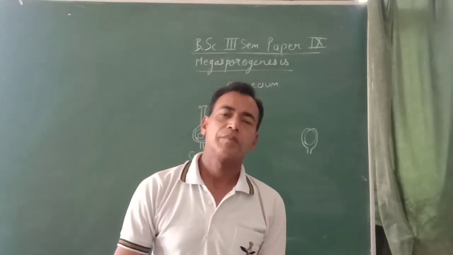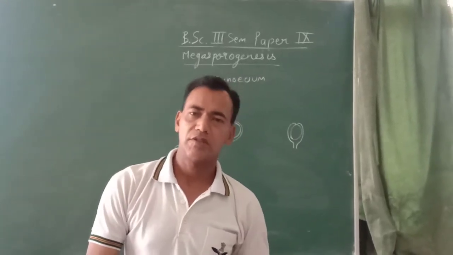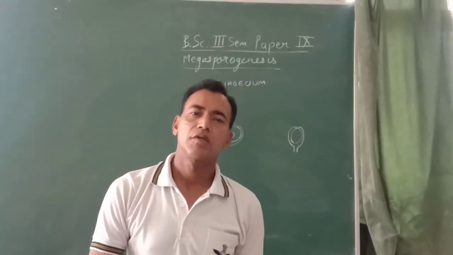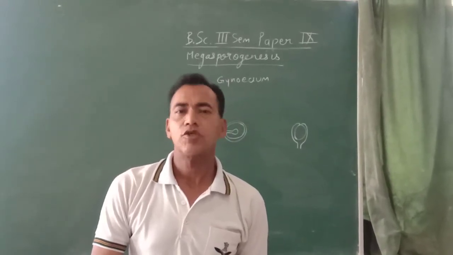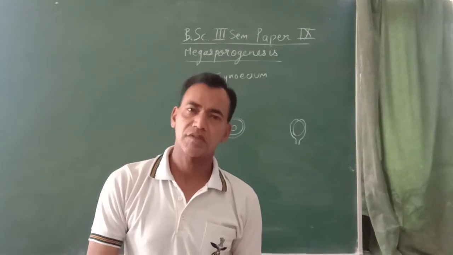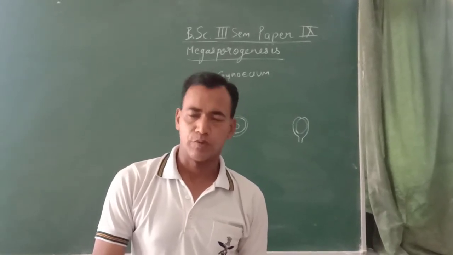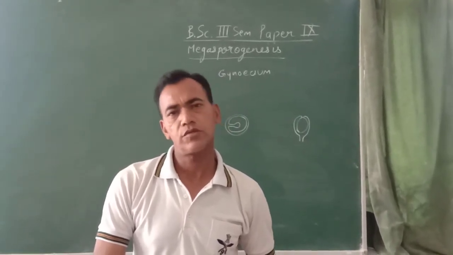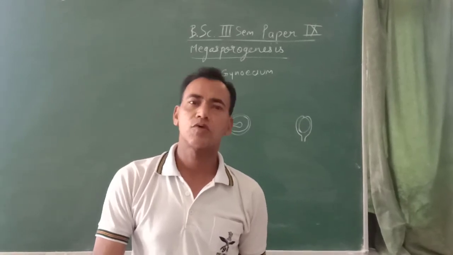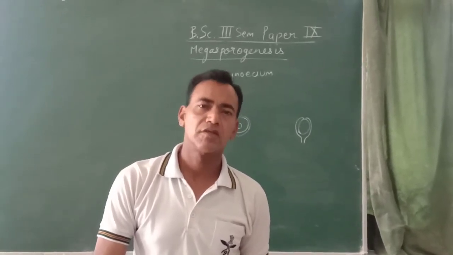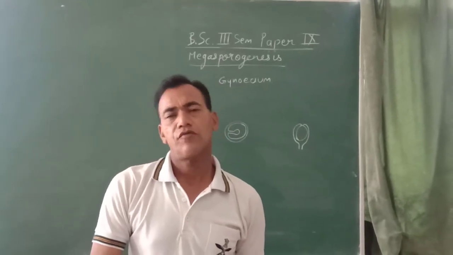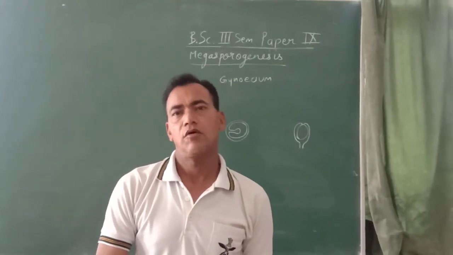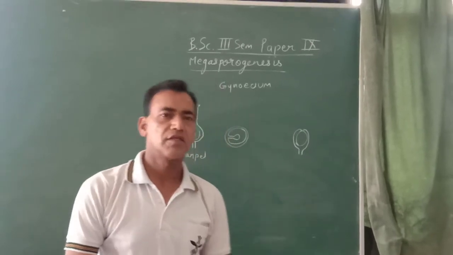Good morning friends. In the earlier lectures of embryology, we discussed the development of the male gametophyte, and it took place in two processes. First, microsporogenesis, in which spores were produced, and then these spores got differentiated into gametes, known as microgametogenesis.